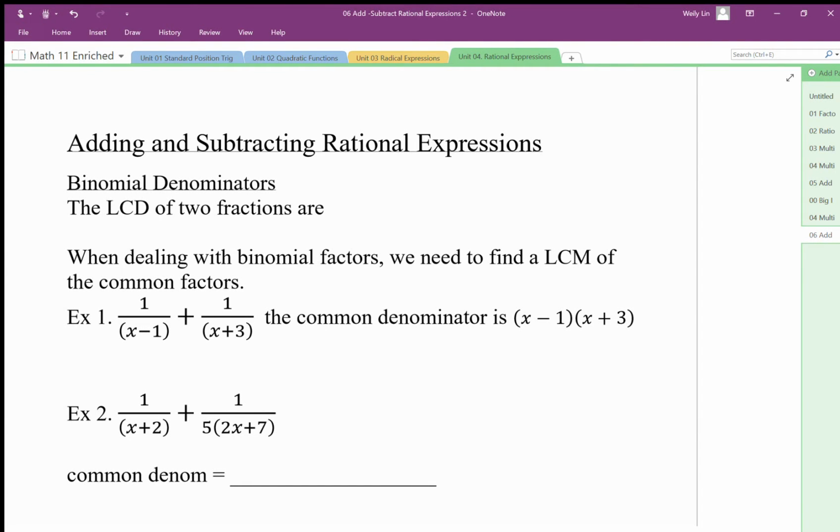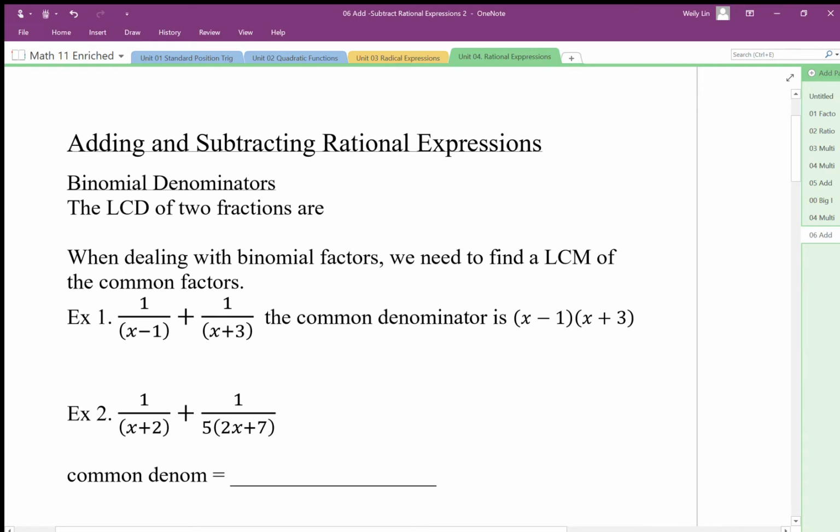So for binomial denominators, we want to find the lowest common denominator. To do this, we need to make sure that we're clear, when we have binomial factors, what the factors are. We know that the x by itself is not a factor, the minus 1 itself is not a factor, same here, the x and the plus 3. The whole binomial represents a multiplying piece here, same here.